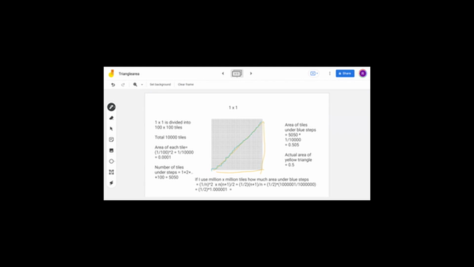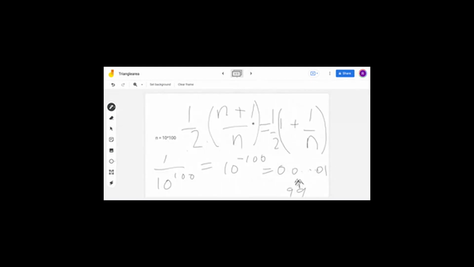And then what was the total number of tiles under the steps? n into n plus 1 divided by 2. So we got 1 by n squared multiplied by n into n plus 1 by 2. Then we simplified that and we got half times n plus 1 by n. Then we further simplified that and we got half times 1 plus 1 over n.